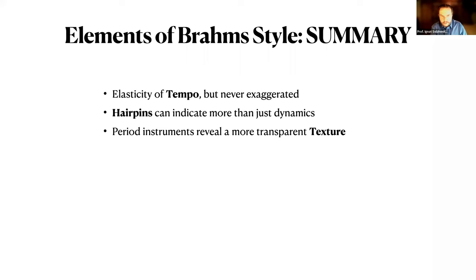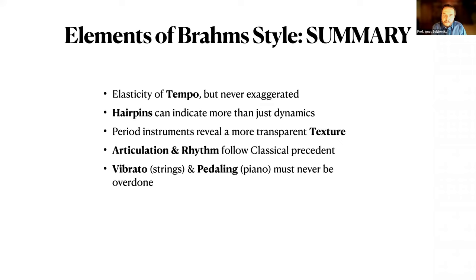Articulation and rhythm. To sum it up, it follows classical precedent. If you know how to articulate and to deal with slurs and with portato in Haydn and Beethoven, you know how to do it in Brahms. He doesn't want anything different. Vibrato for the strings, pedaling for the piano, must not be overdone, must be tasteful. Not to mention clean and clear harmonically, but tasteful.